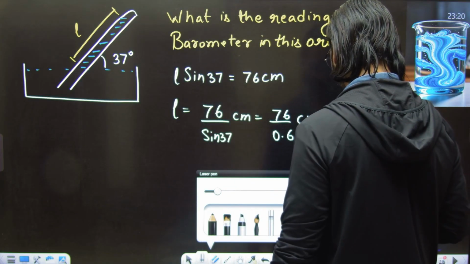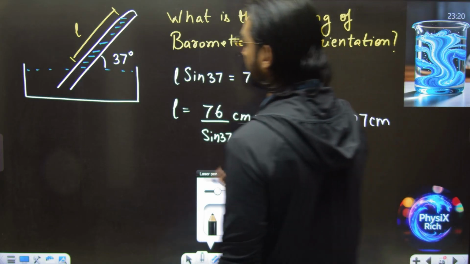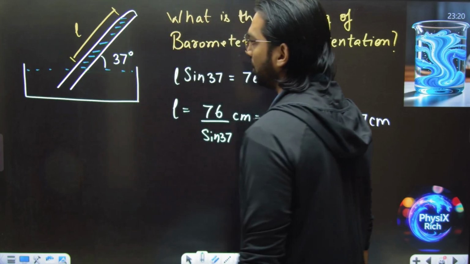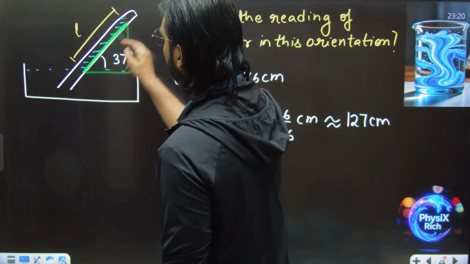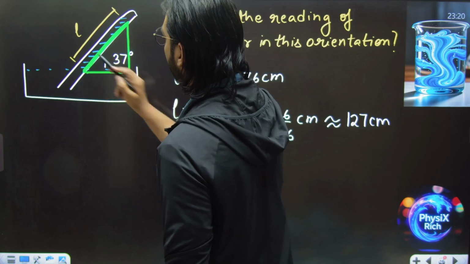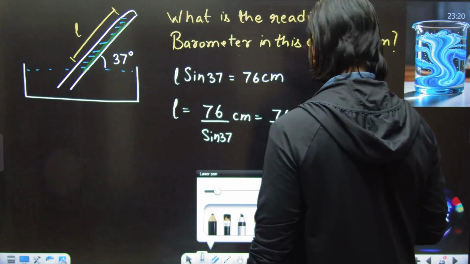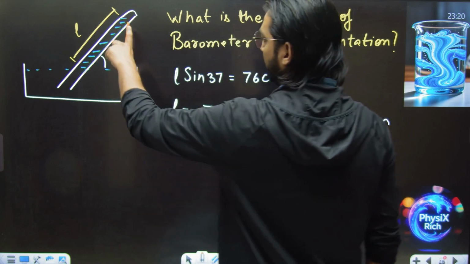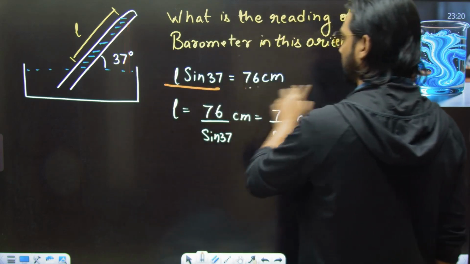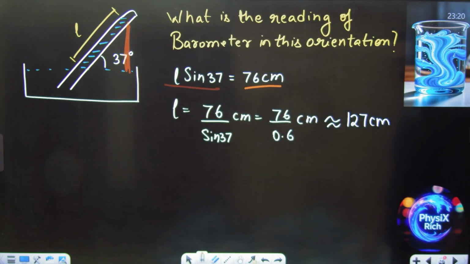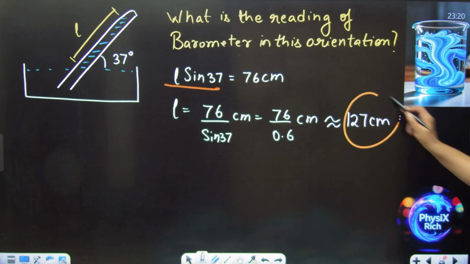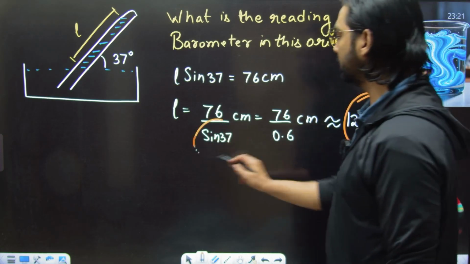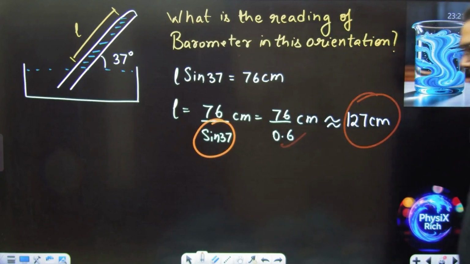So I'll just try to show you with the help of a small triangle over here. You can see this triangle. This length is L. And this length is L sine 37. And we are interested in this length. So L sine 37 equals 76 centimeter. And you get 127 centimeter as your answer because sine 37 is simply 0.6.